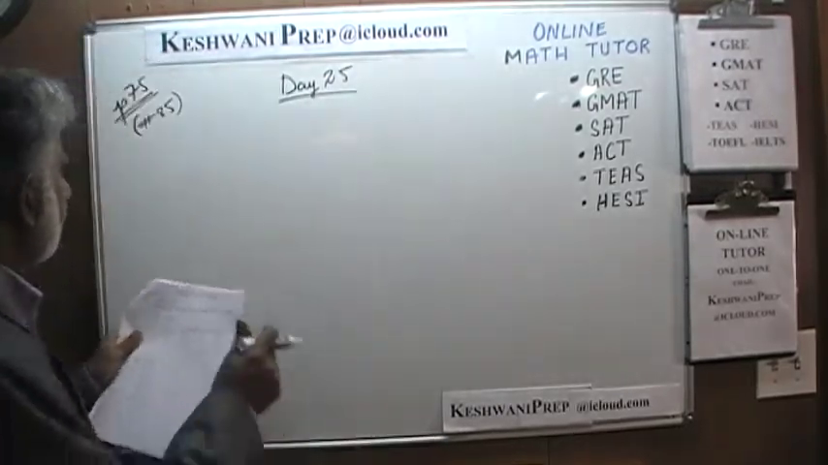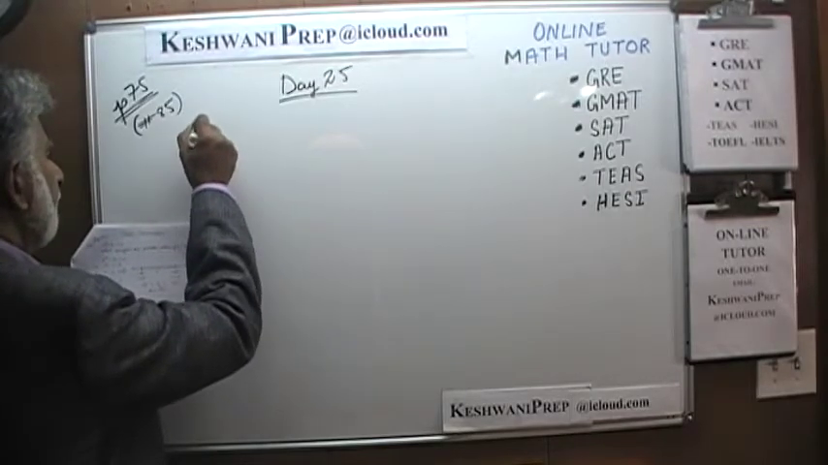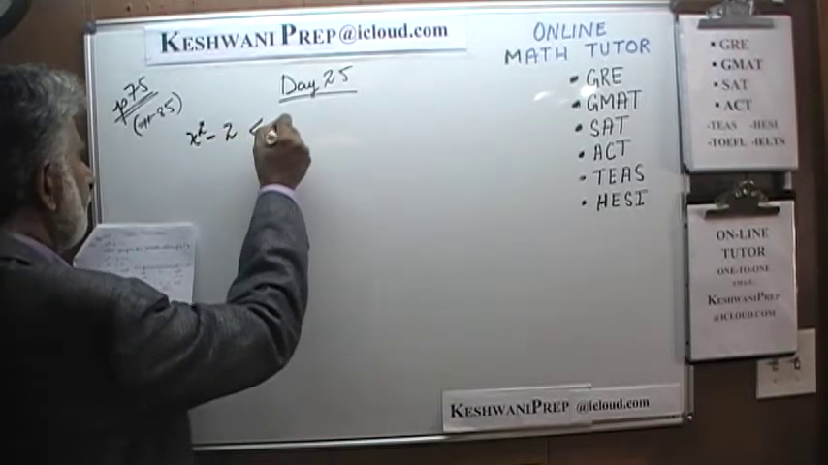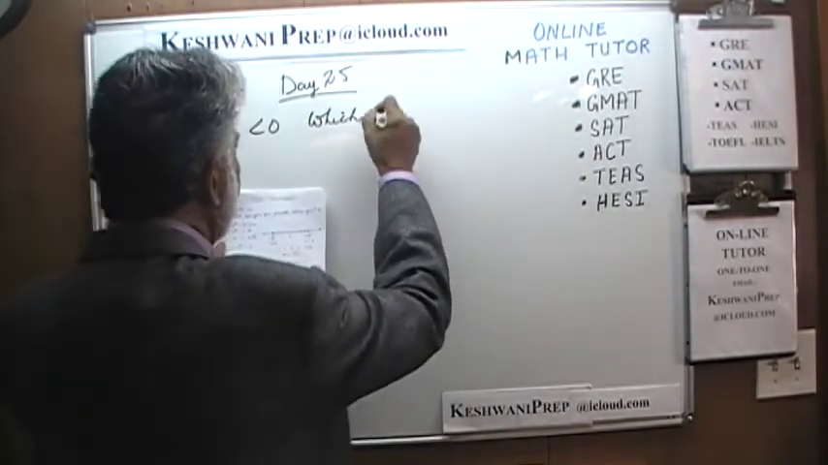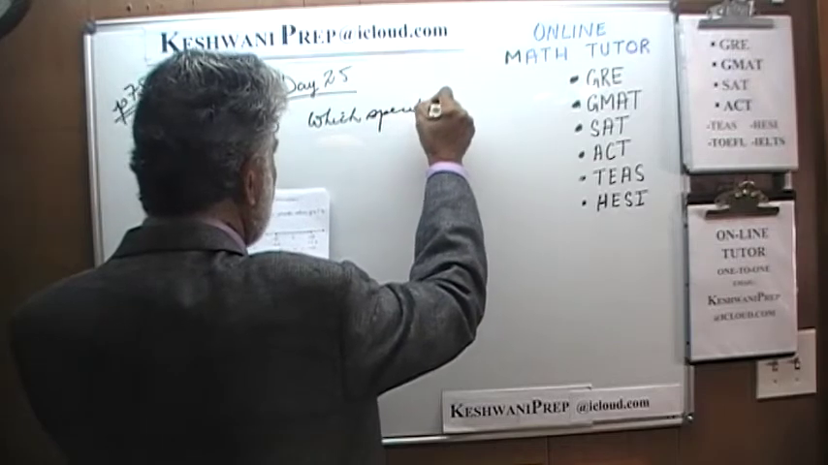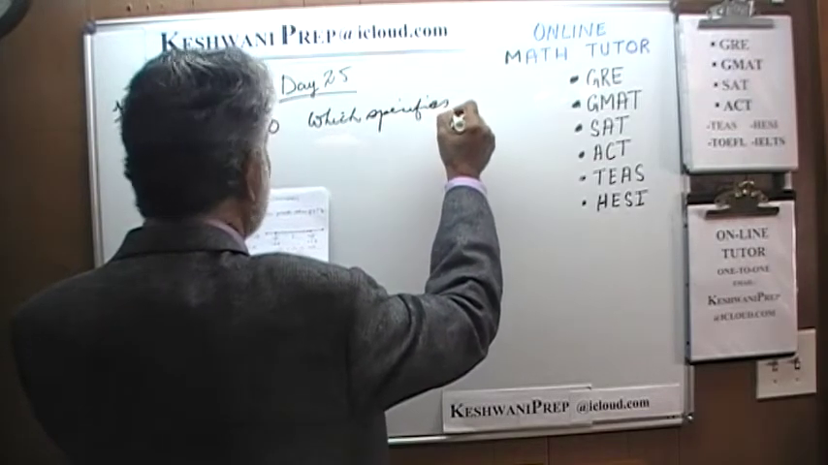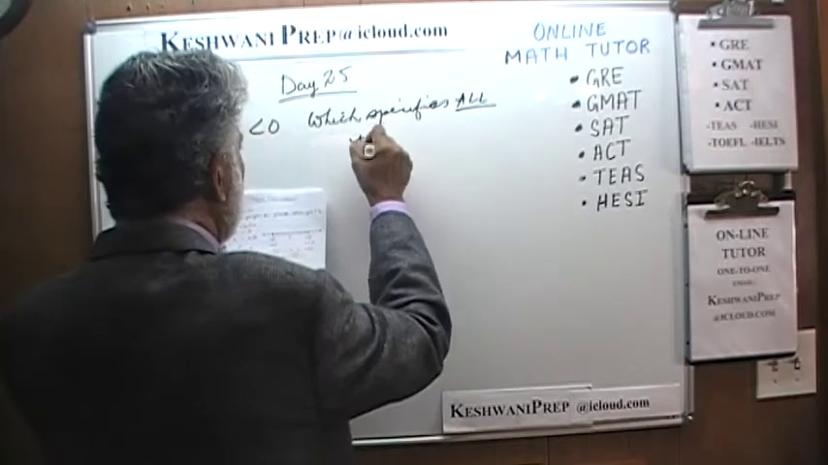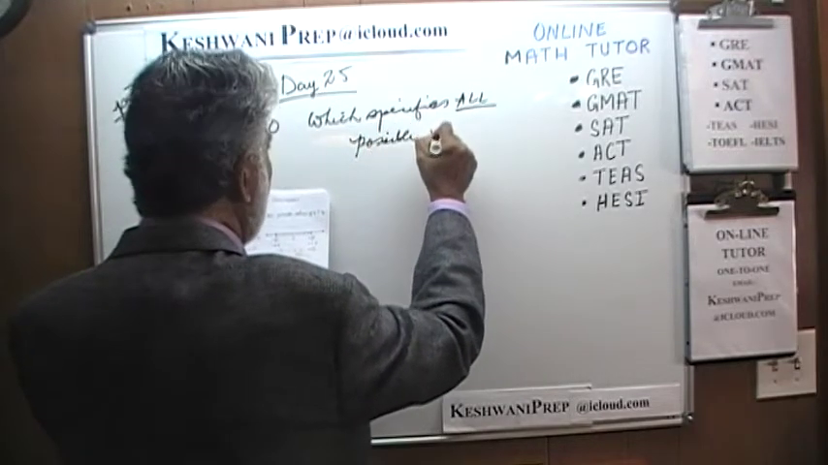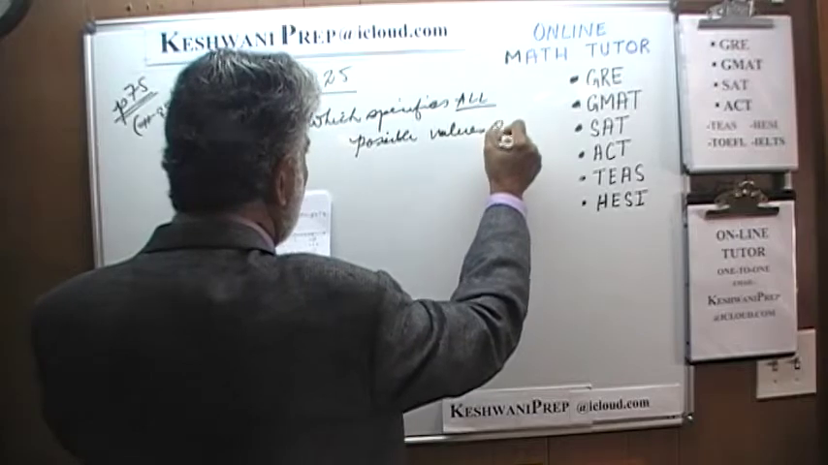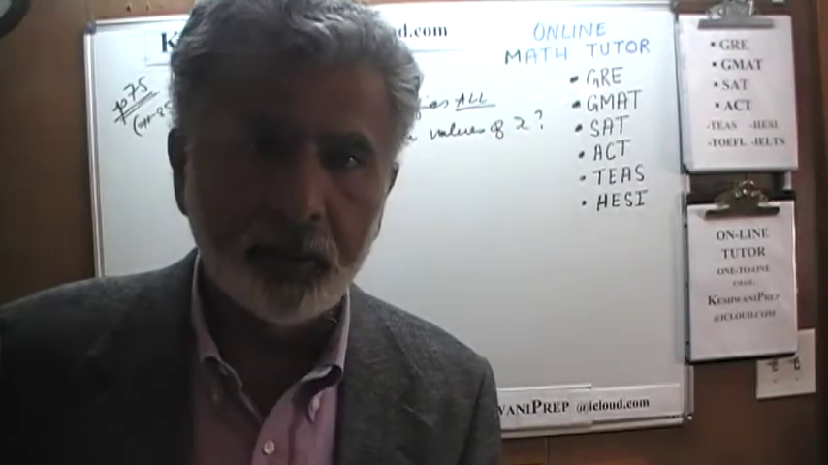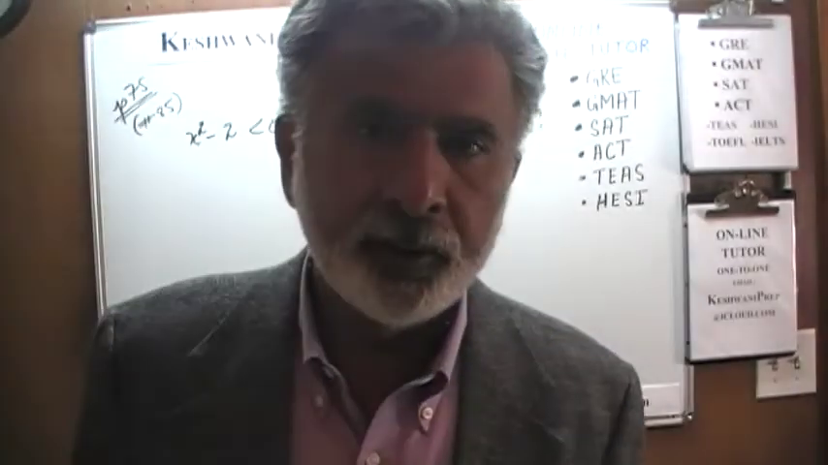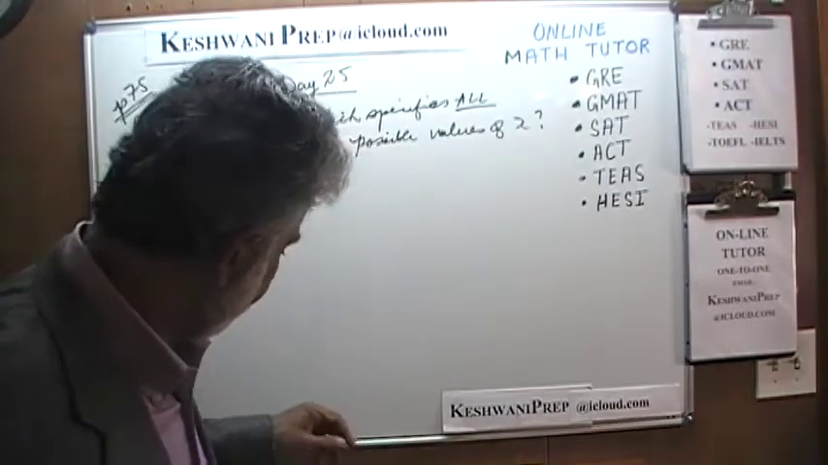Let's look at the very first one. It says x squared minus 2 is less than 0. The question simply is, which of the following five choices specifies all possible values of x? So there are five possible choices, and our job is to locate the one that will specify all possible values that x can assume. Let's take a look at it.